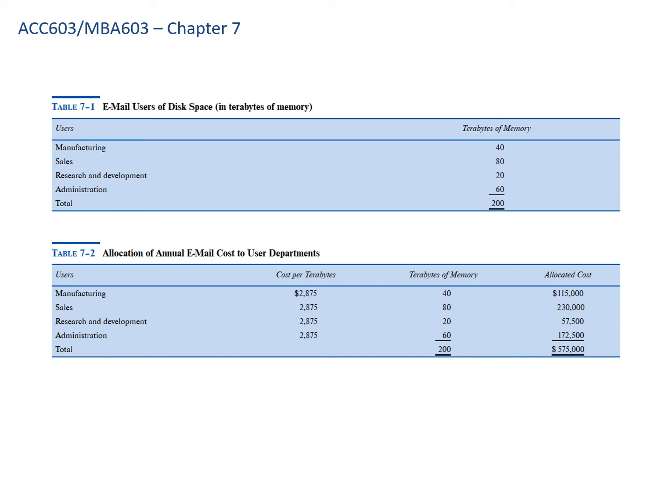So I think it's really important when costs are allocated to a particular manager's department in this case, that the user have some control over that. So if I'm the manufacturing department and I'm allocated $115,000 for email, I should have some control over the actions my employees take that cause them to use a lot of email. So maybe I have policies that cause them to reduce the terabytes that they used by, I don't know, storing emails offline or something like that.